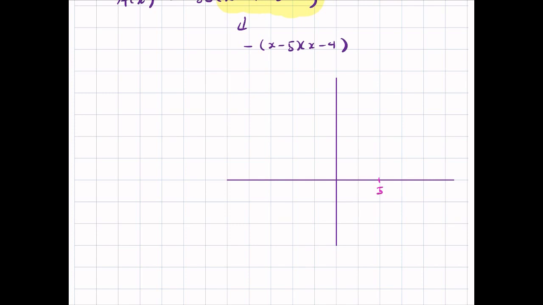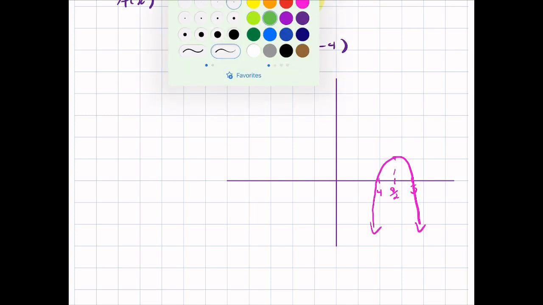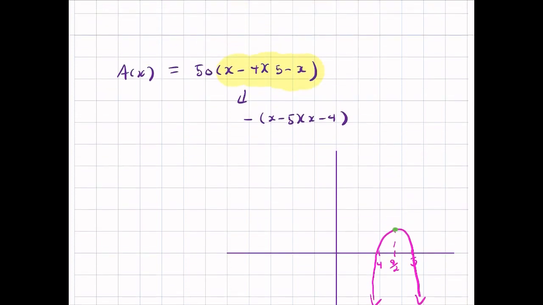and actually, let me put the 5 a bit to the right. Let me make this 4. It has roots at 4 and 5. And so its maximum is going to be at 4 plus 5 over 2, or 9 over 2, directly between the roots. So we actually don't need to take the derivative. If you want to take the derivative, you will find, of course, the same thing, that it has one root.